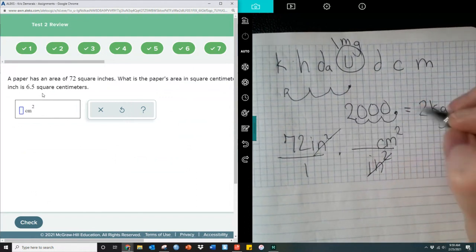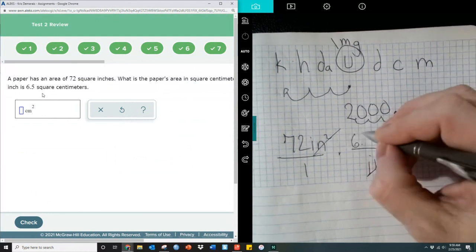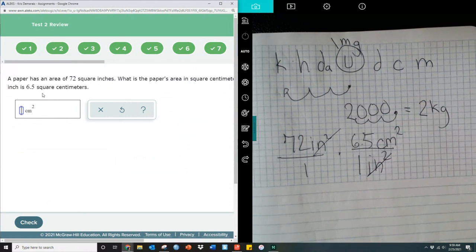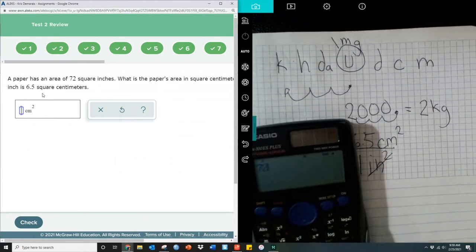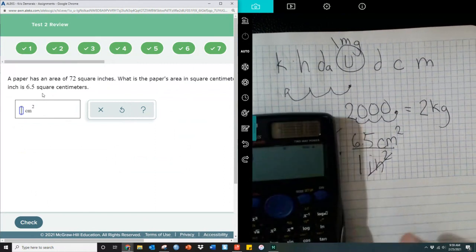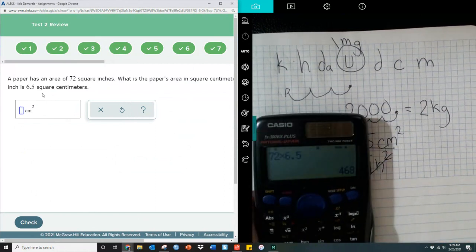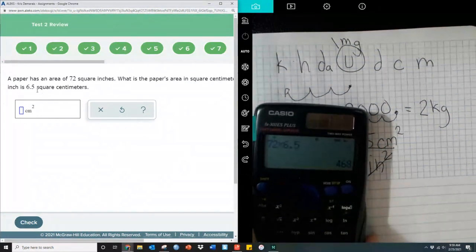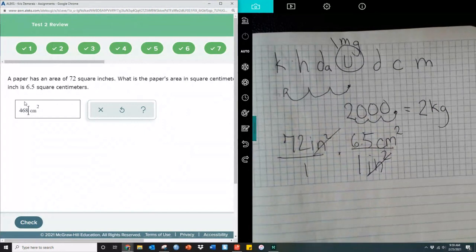All right, square centimeters here, and it says that 6.5 centimeters is 1 square inch. So that means since we're horizontal, we multiply. Like I said, this is very repetitive because it is. All you got to do is remember my setup trick, and it doesn't matter what information you're given, you can do them all. So this is 468.